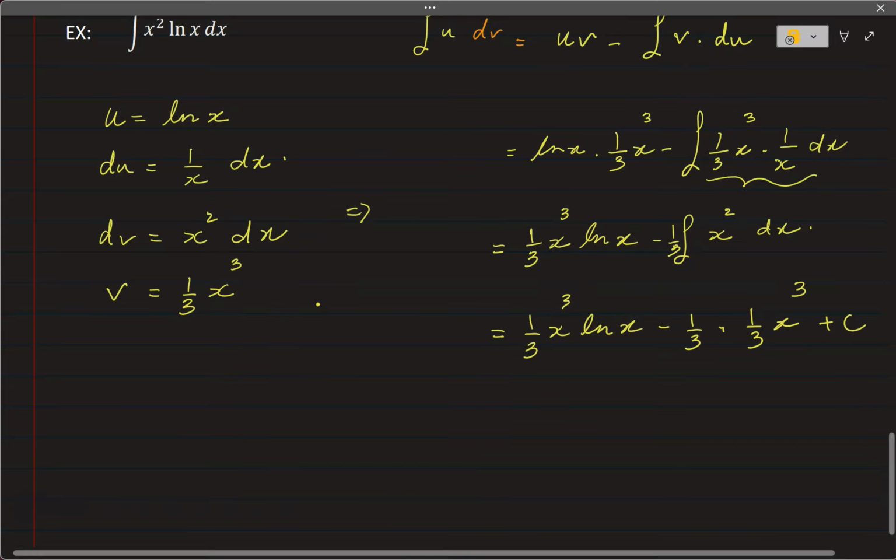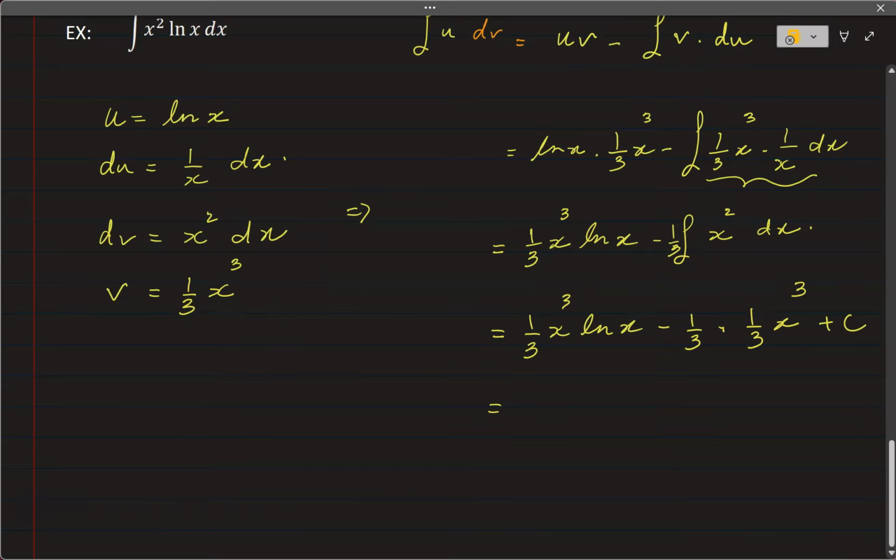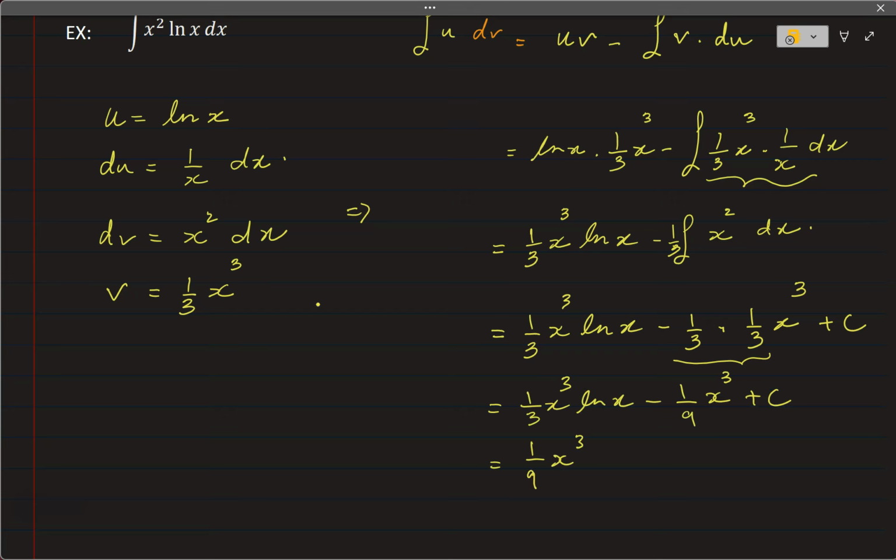Now that we have that, we can put them all together and factor at the same time. Let's take 1/9 out. This is the 1/3 times 1/3, which is 1/9. So you can factor 1/9 x cubed out, and you get 3 ln of x minus 1, and then plus c, if you want to set it up like that.